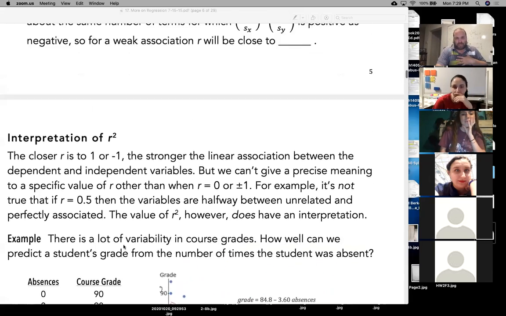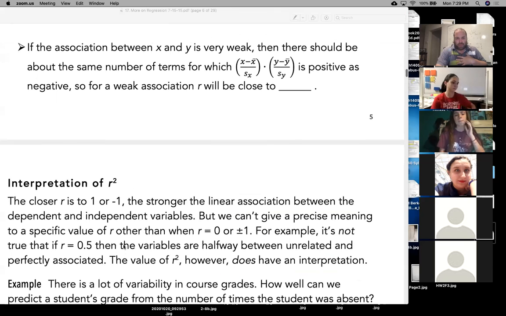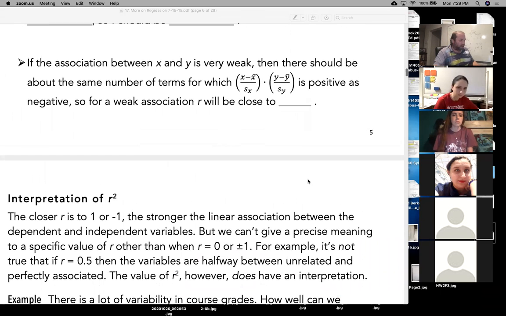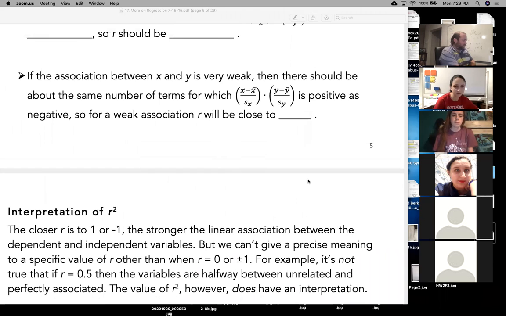We'll do an example in a second. What was the fill in the blank one for? Last one, fill in the blank. For a weak association, R would be close to 0, right? For the weak association, R will be close to 0. That's correct. Okay, thank you.